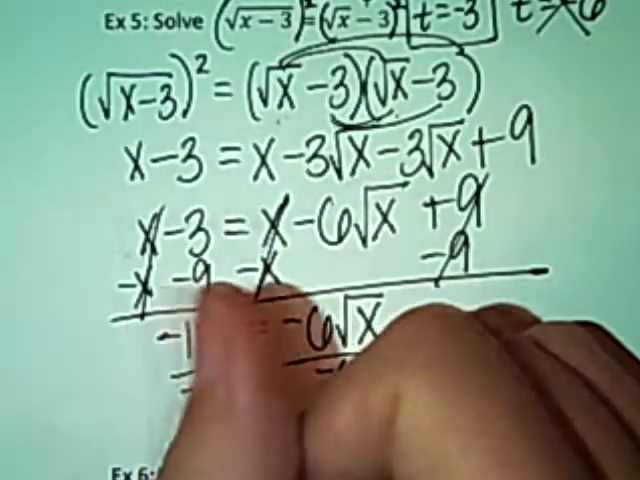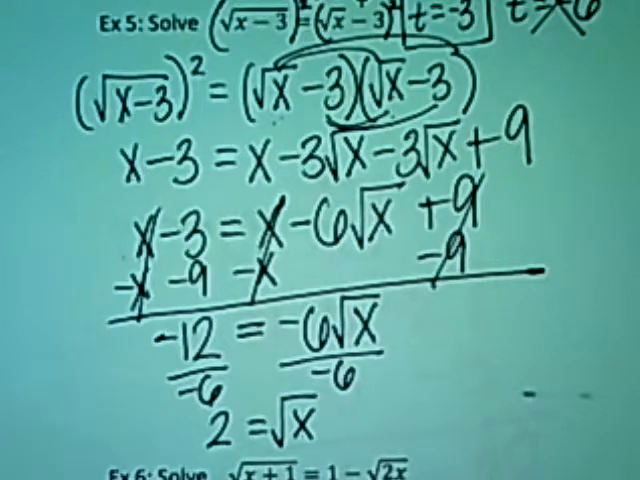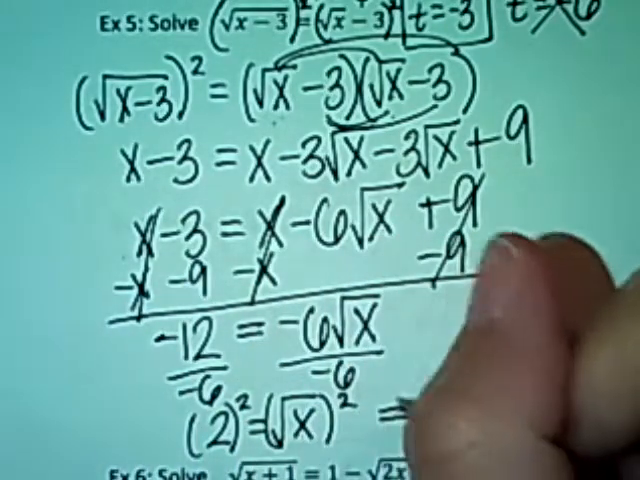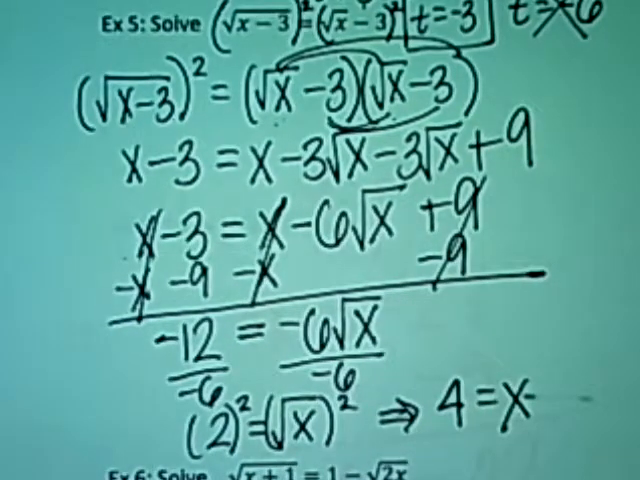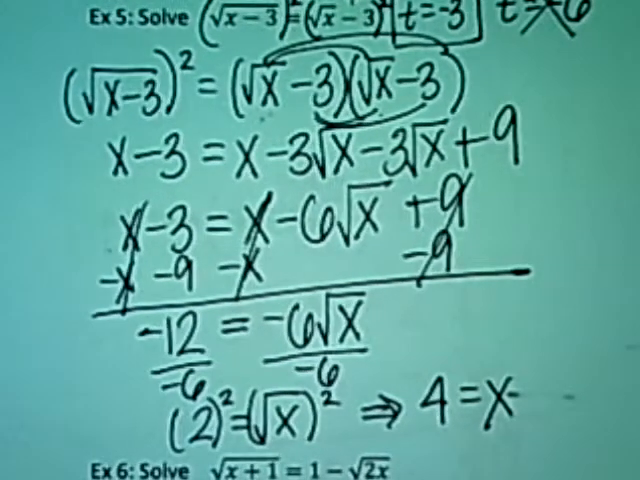So divide over the negative 6, I get 2 equals the square root of x. Now I want to square both sides. So I have 4 equals x. So we don't know if that's the answer yet. We have to make sure we check it.